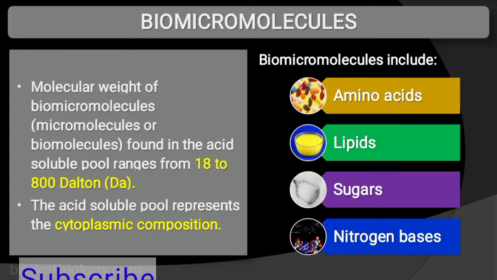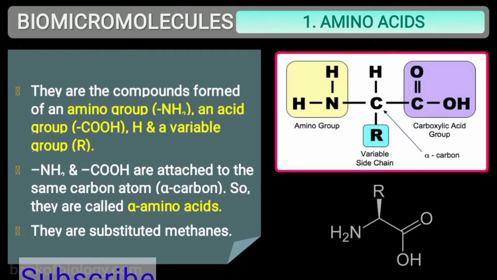Biomicromolecules: the molecular weight of biomicromolecules found in the acid soluble pool ranges from 18 to 800 daltons. The acid soluble pool represents the cytoplasmic composition, meaning it includes amino acids, lipids, sugars and nitrogenous bases. What are amino acids? They are compounds formed of an amino group and an acidic group, COOH, that is NH2 and COOH.